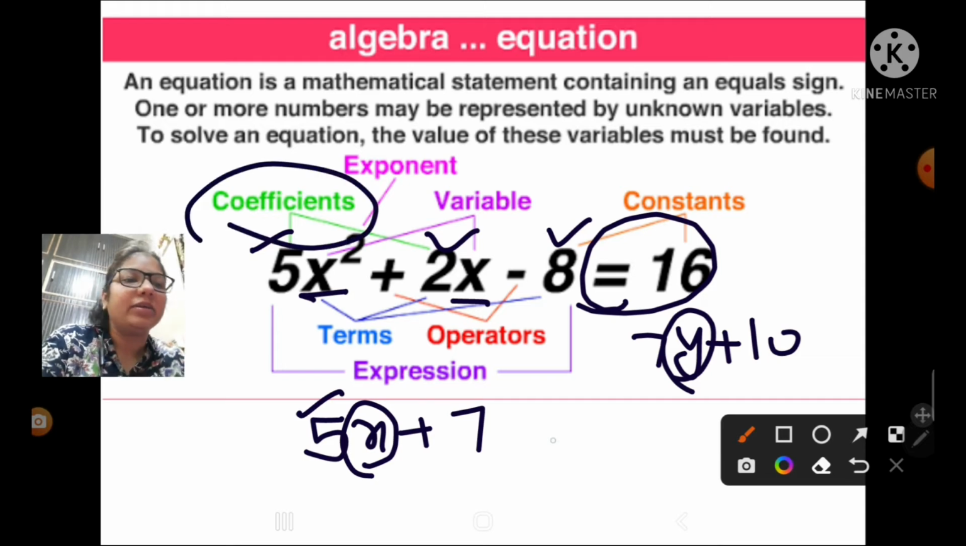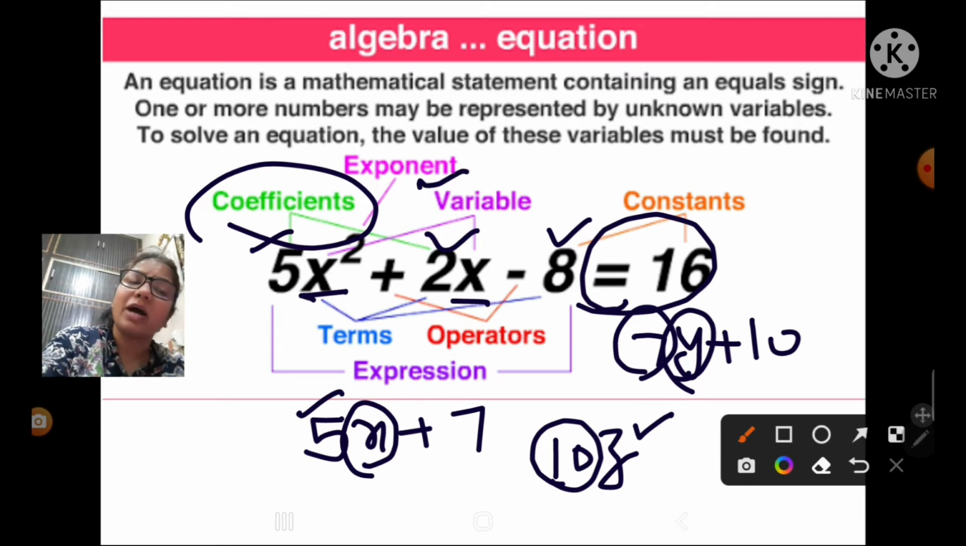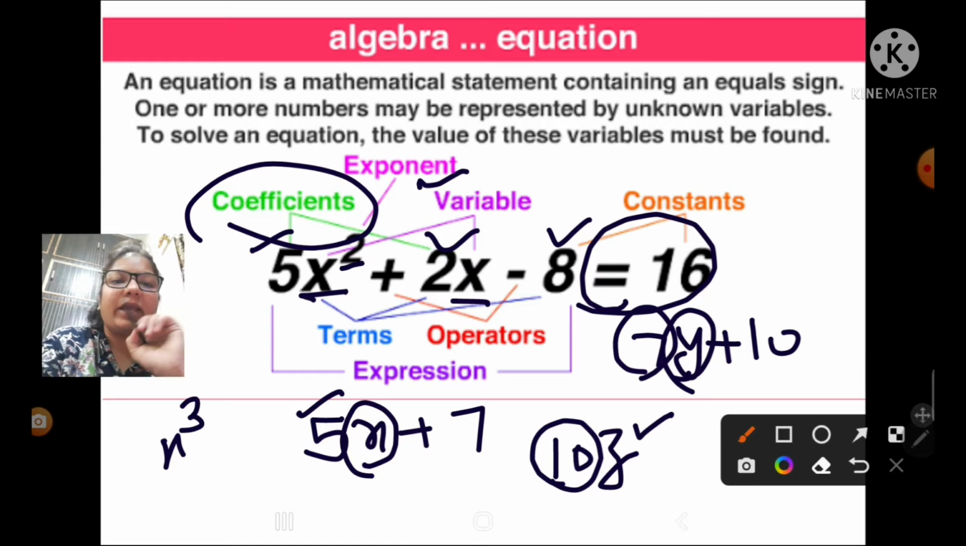Here suppose 7 is multiplied with variable y, so 7 is the coefficient. In 10z, z is the variable and 10 is the coefficient. Now what are exponents? Exponent is the power of a variable, and that may be the power of any number also. Like here, x cube, the exponent is 3, z raised to power 4, the exponent is 4.